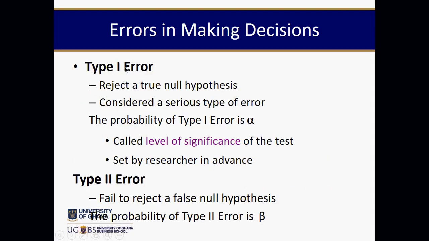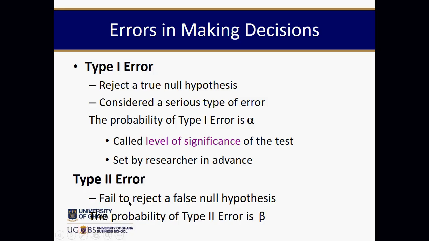So we have type 1 error, rejecting a true null hypothesis. When a true null hypothesis is being rejected, an example could be, let's say, in an exam where you've written the correct thing and they've marked you wrong. That is like a type 1 error and it is considered a serious type of error. When you are marked wrong and you see that, you quickly go to the lecturer to change it. You get it? So it is considered serious.